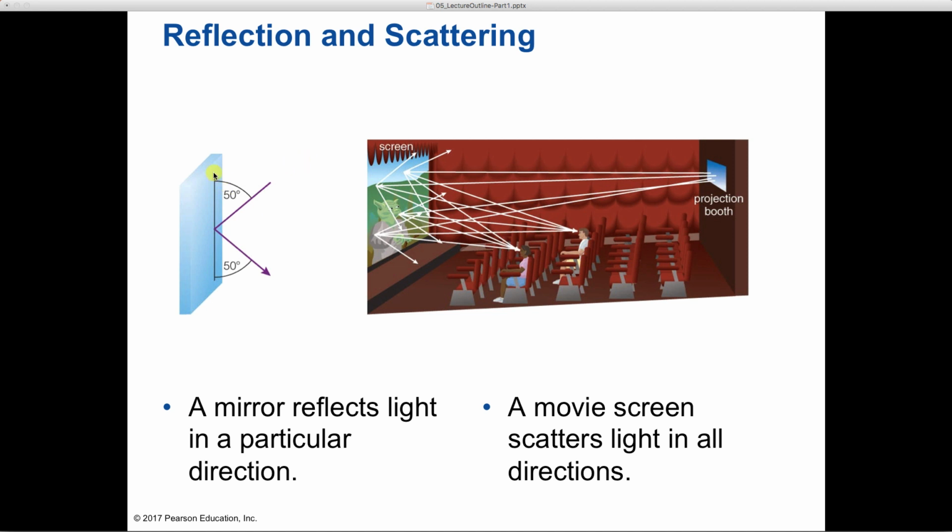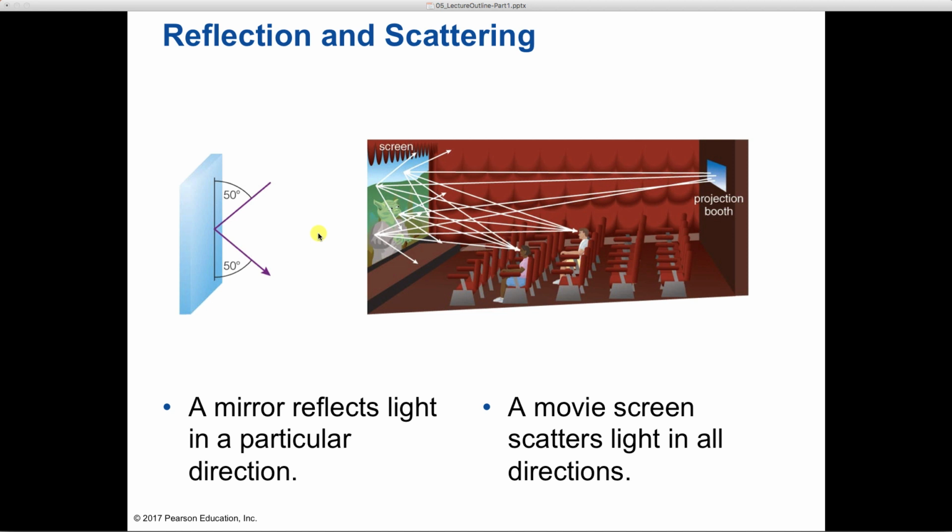So if this is a shiny mirror, and if there's a light here shining down on the mirror, a little laser beam, for example, I have to be in a very particular location over here to see that laser beam come off the mirror. I can't see it from every direction. That's different from scattering. If you're anywhere in this movie theater, when light hits the movie screen, you can see it from every direction because of the scattering rather than the reflection.